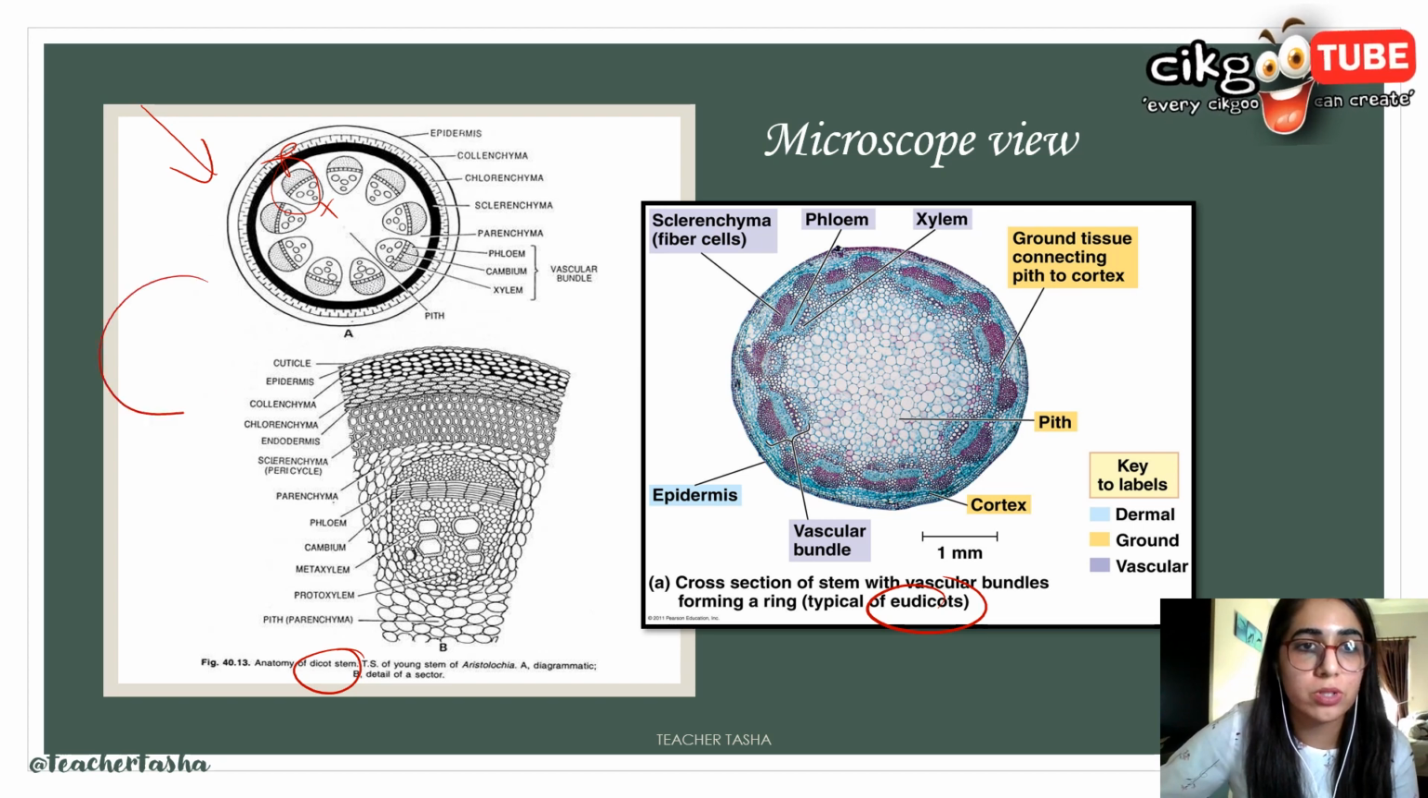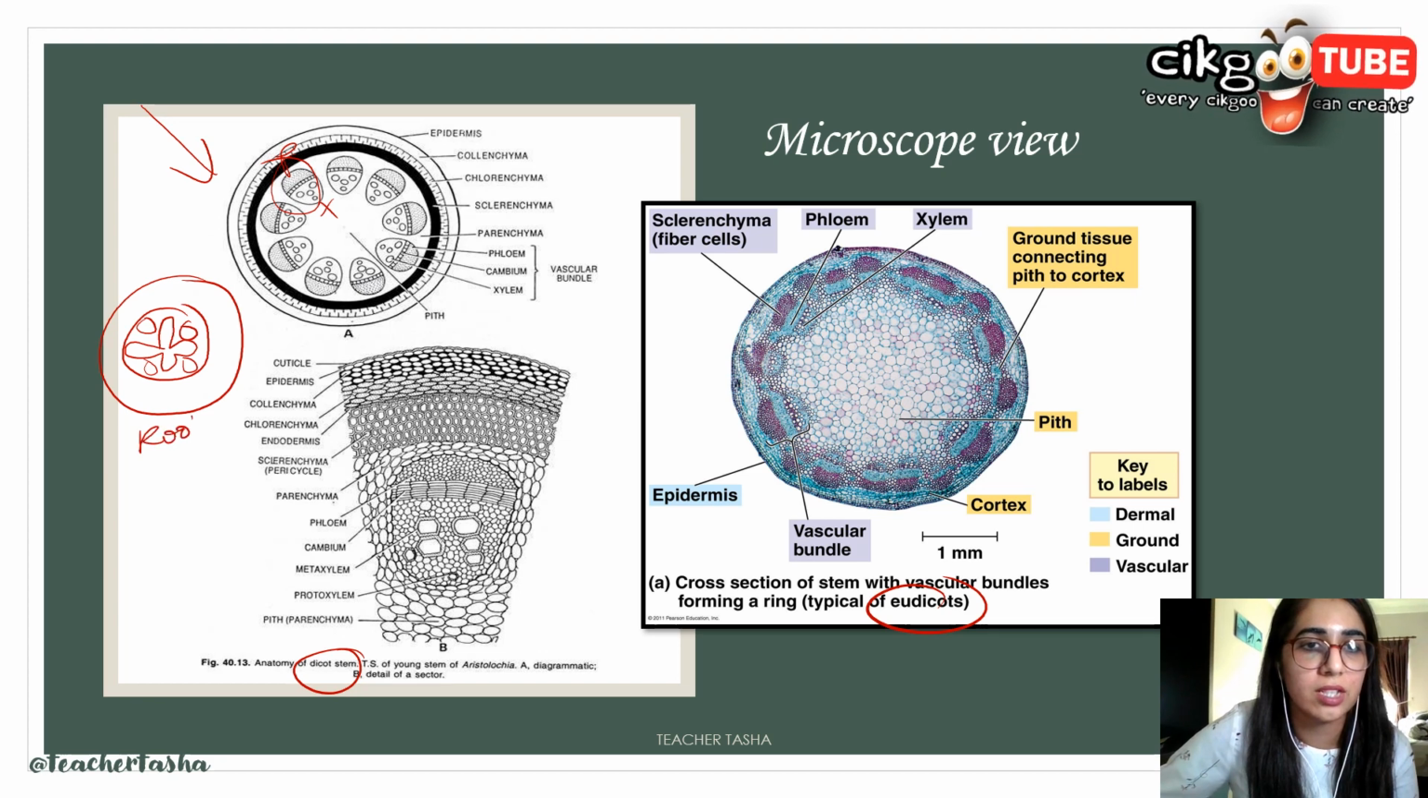But in roots, you can actually see the xylem and the phloem. This is the xylem, and the phloem is outside here. If you see this kind of arrangement, this is the roots. But now I have here a xylem, stem. So you look at this. This is the vascular bundle.